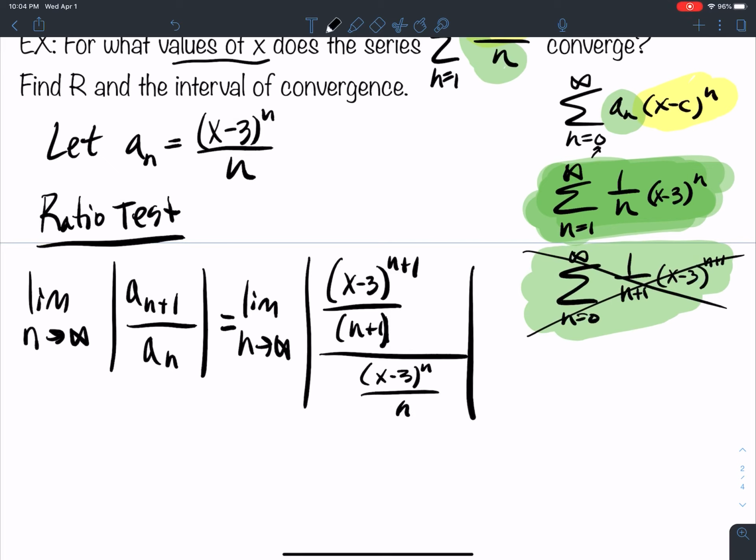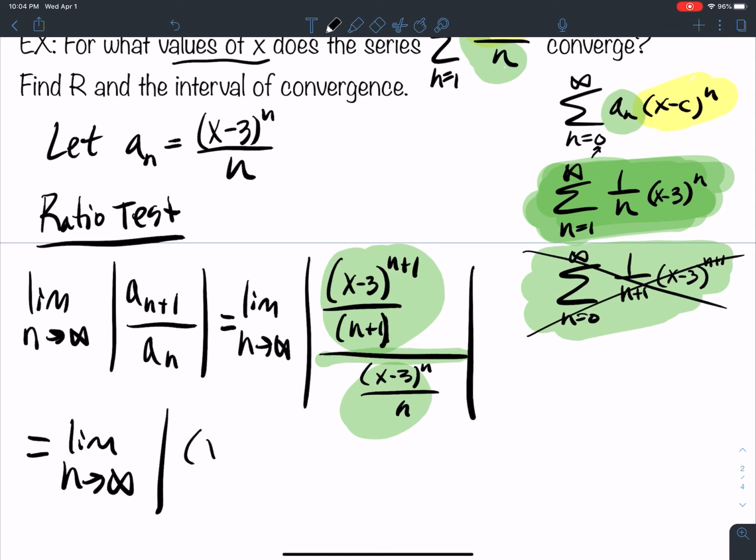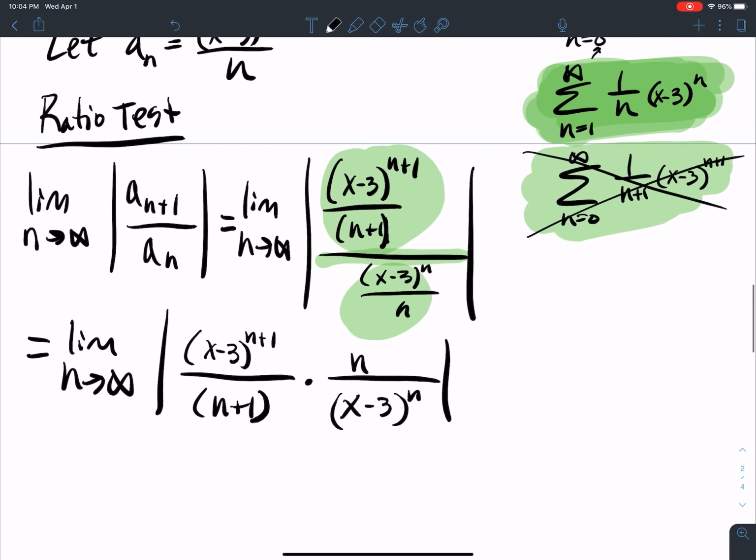Now what I'm going to do is keep this the same, change division to multiplication, and then flip the denominator. So keep, change, flip, helps me simplify. I have (x minus 3) to the n plus 1 divided by n plus 1, times n over (x minus 3) to the n. Okay? This is going to be very useful to us.